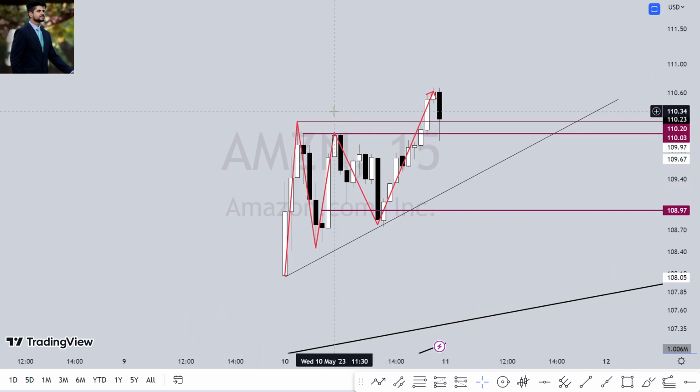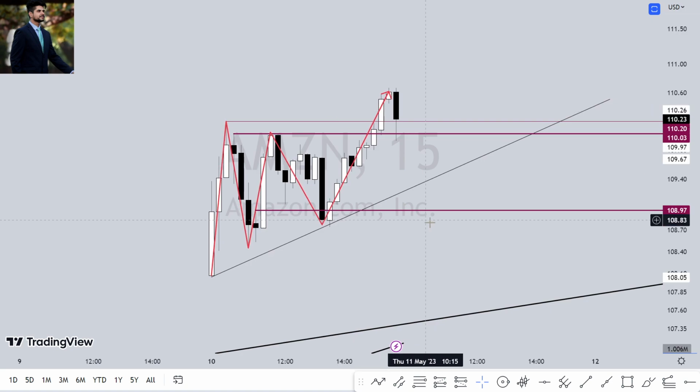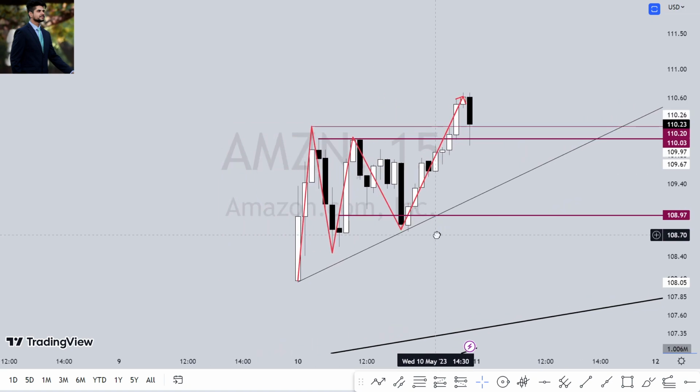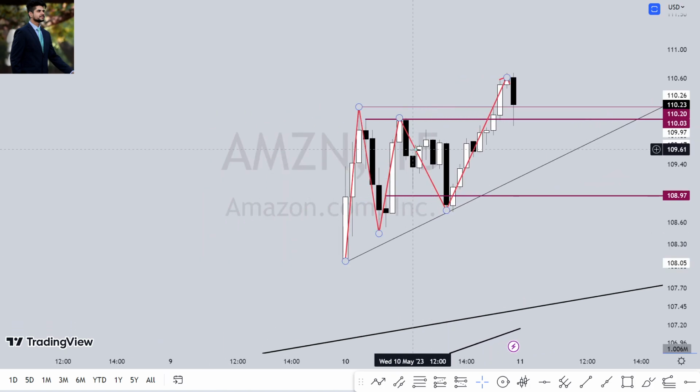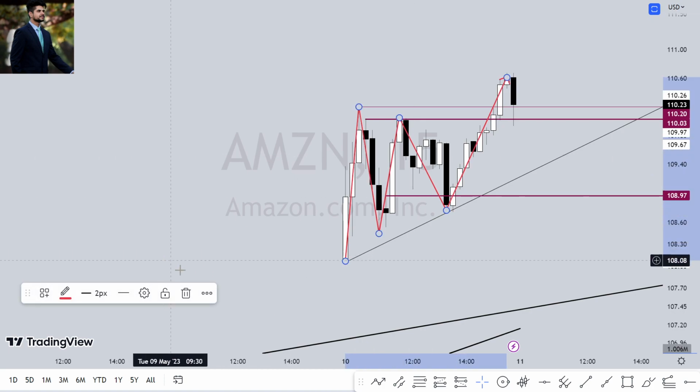I would say 20 cents to earn $1. So it was a risk to reward ratio of 1 to 5. I should have taken this trade, I could have earned much more on this.